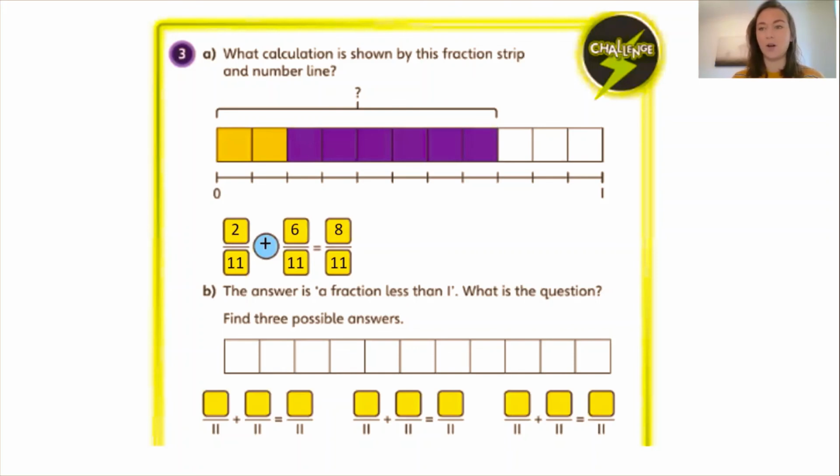Challenge yourself by getting onto the challenge questions later on. Don't forget to do the reflect as well. If you've got any questions, if you've got any problems, email your class teacher, please. We're more than willing to help you out if you get stuck. Remember, when you're adding fractions, the most important rule is that the denominator stays the same. It does not change.